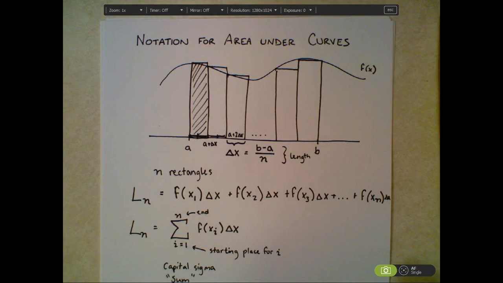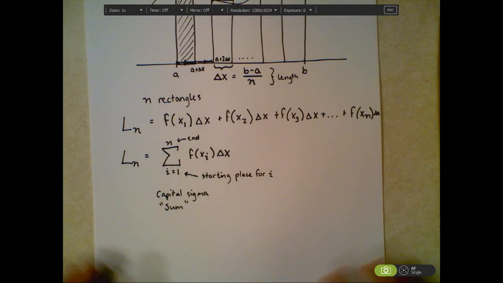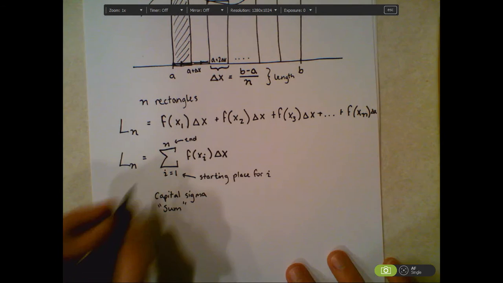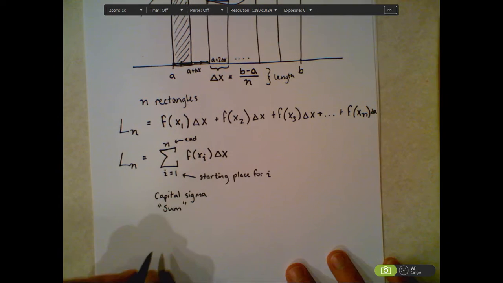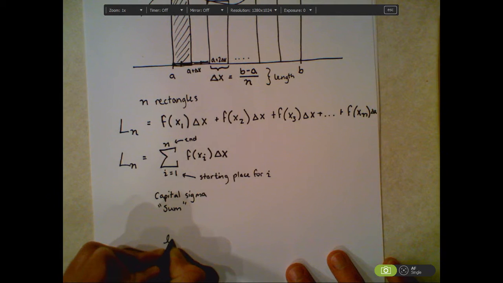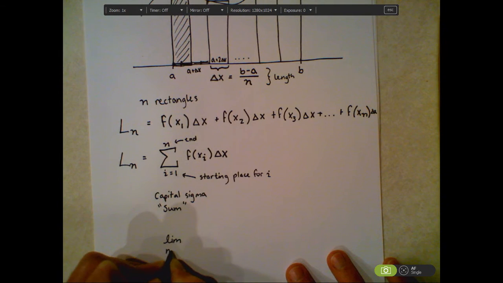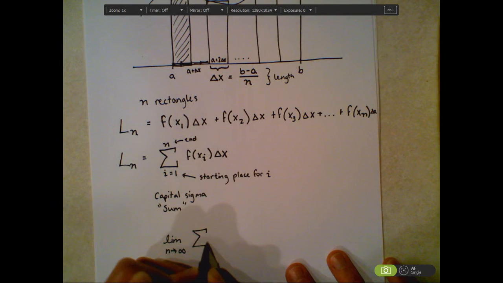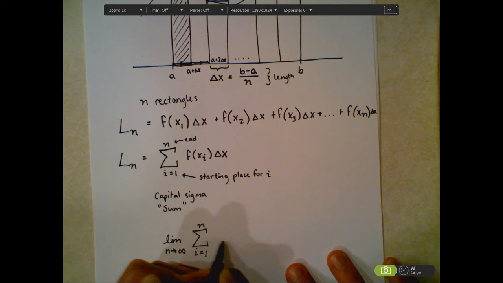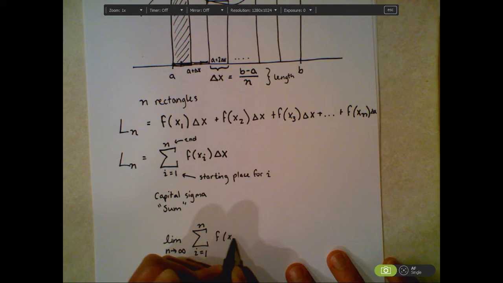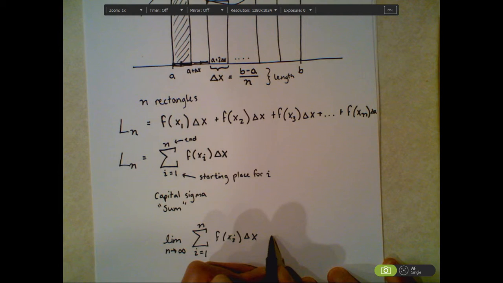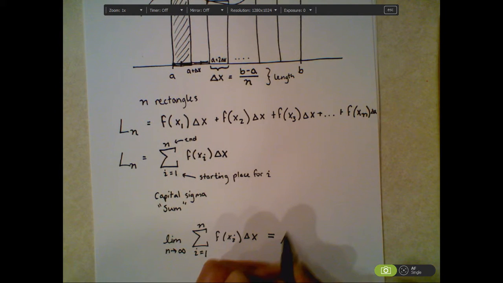And the final thing that I want to get to, and this is the thing we were hinting at when we looked at that technology, is that if I look at the limit as n approaches infinity of this sum, now the notation looks crazy, but really it's a pretty easy thought that we're talking about. The limit of the sum of my little rectangles is going to be exactly equal to the area.